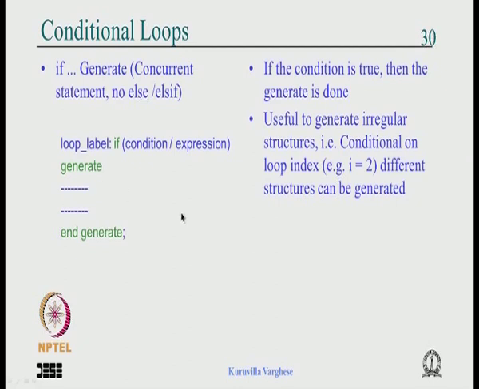So this can be used to generate some kind of asymmetrical, irregular structure, because you know where things don't fit in. So you specify that condition, then either do something else. You can say if condition 1 then generate, and then only conditionally will that be generated.